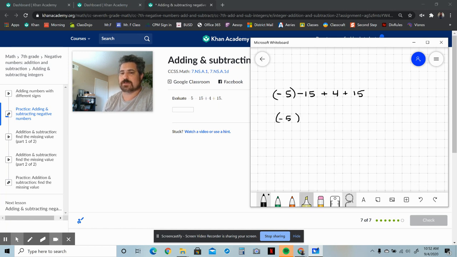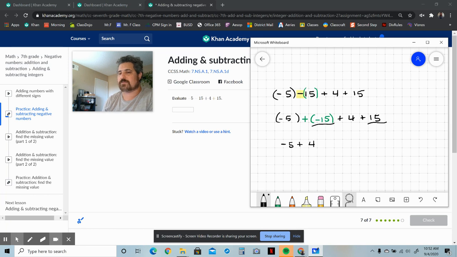We are going to change the subtraction to addition. So taking away a positive 15 is the same as adding the opposite of positive 15, which is negative 15. And then everything else just comes along for the ride. Nothing else was really changed here. So now we can just do plus 4 and then plus 15. Well, when we're looking at this, we can see that you've got a negative 15 being added to a positive 15. So that's a 0. So it's really just negative 5 plus 4. That's what this boils down to.